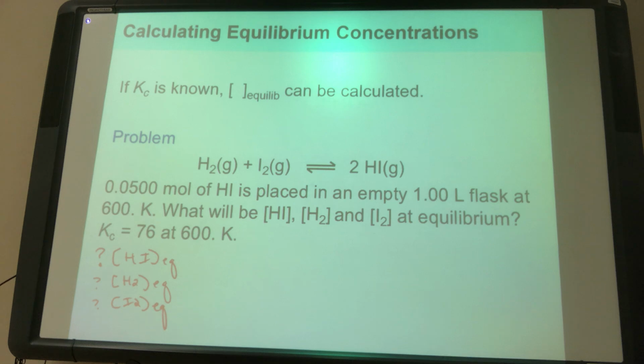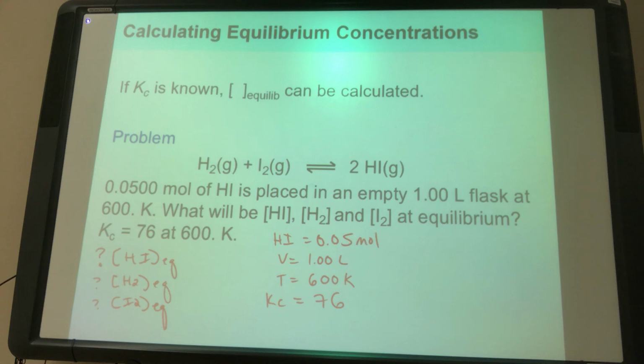All right, what did they give me? So they said for HI that it was 0.05 moles, okay. They said that the volume was a 1 liter flask. My temperature is 600 K, and my Kc is 76. All right, so I got HI, volume, temperature, and my Kc. So I need to find the equilibrium concentrations.